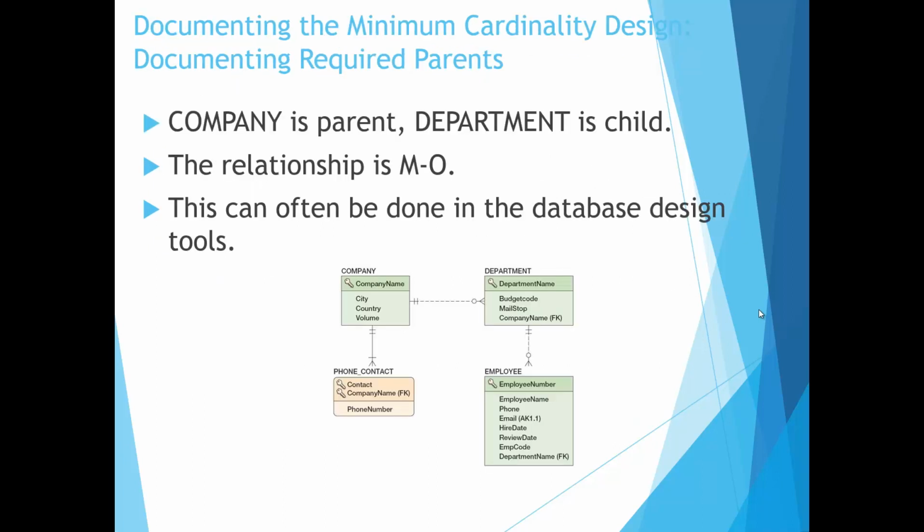After understanding the concepts of minimum cardinality, we can translate those relationships into a database design as depicted in the figure. In this example, the company is the parent, the department is a child, and the employee is a child of the department. So it's all in one relation, and you can see the mandatory to optional, where we have mandatory for the company, optional for the department, mandatory for the department from this side, optional to the employee, and we have mandatory to mandatory for the phone contact for the company.